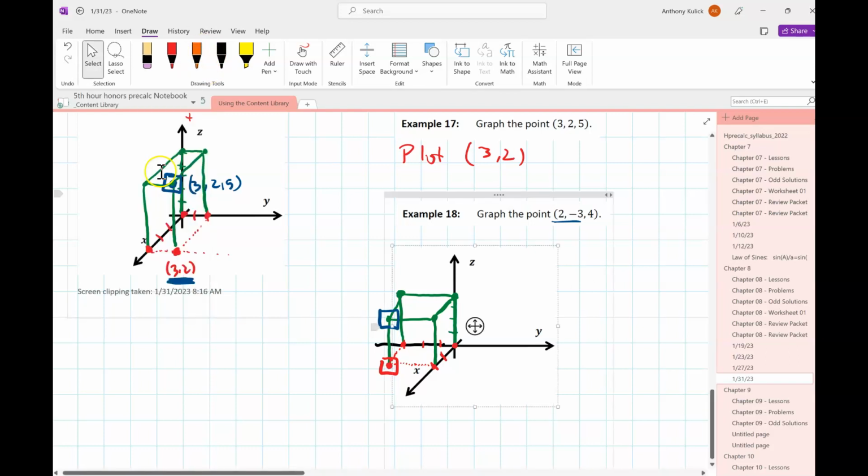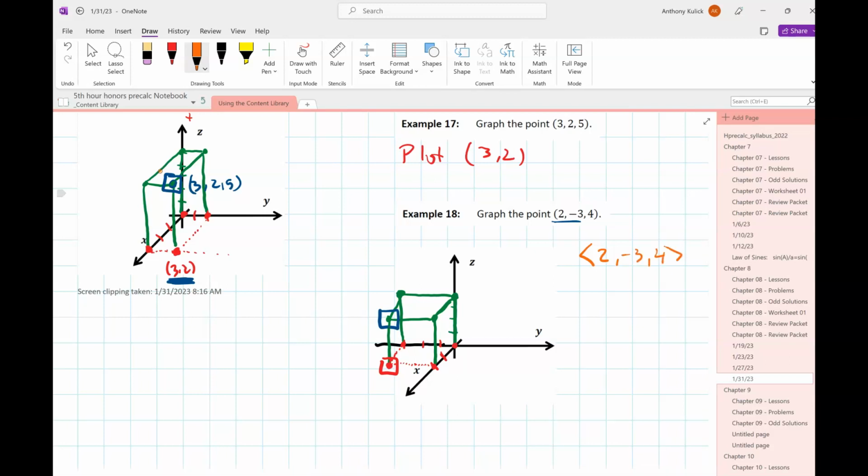Now, suppose for example, instead we had asked you to plot the vector 2, -3, 4. How does that change? There's one additional step. I have to draw the head and tail of the vector. So I start at the origin, draw to the point, the head goes at the point, the tail's at the origin.